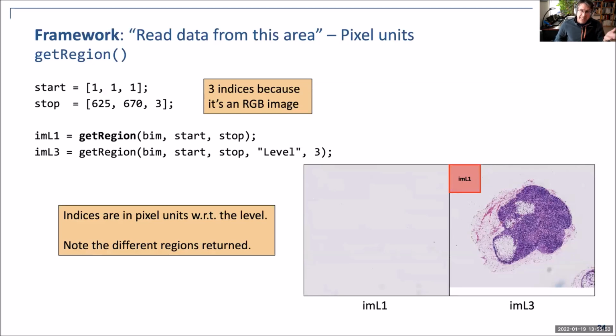Okay, the get region method reads contiguous pixels from different areas of the image. This framework supports arbitrary data dimensions such as 3D volumes and Z-stacks. But here the 3rd dimension is for the color channel. And notice that the same pixel indices return different regions of the image based on the resolution level. So that red box there in IML3 is actually IML1. So you can see that the same start and end locations are relative to the resolution level.